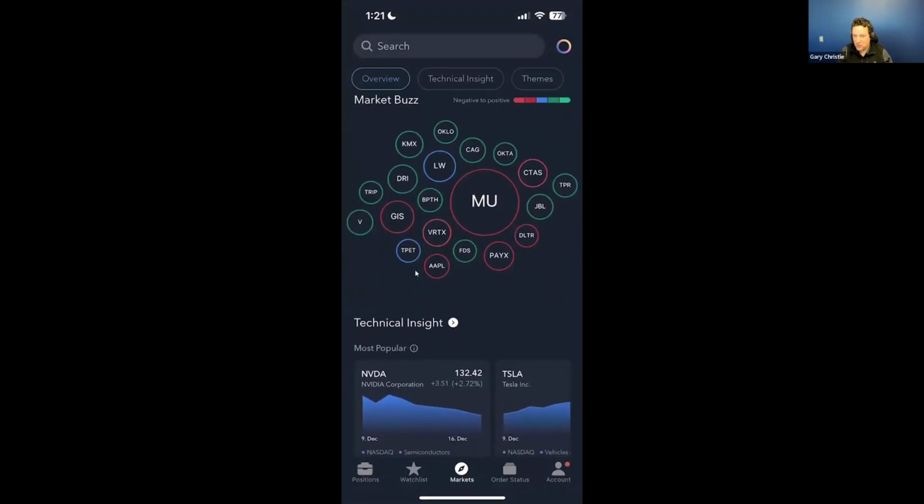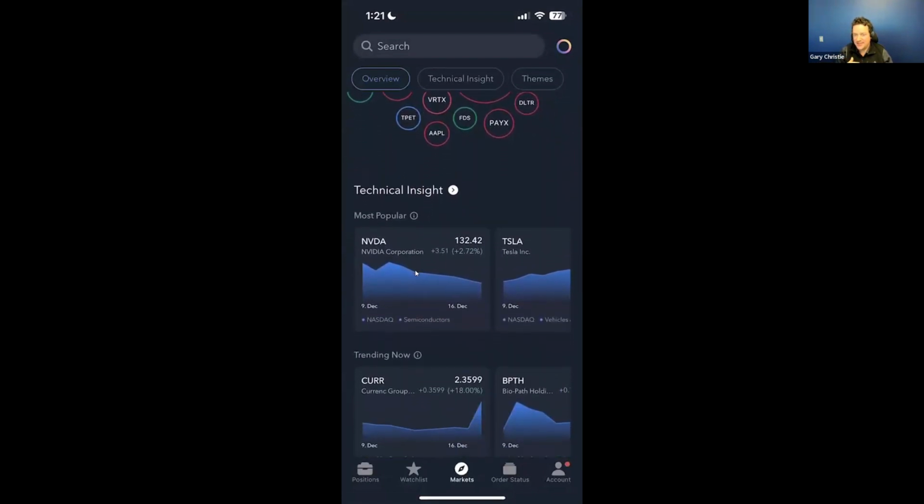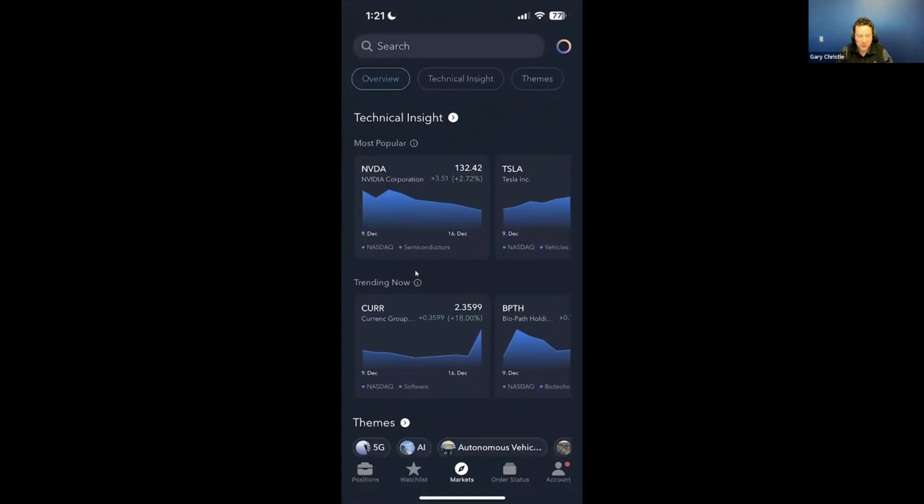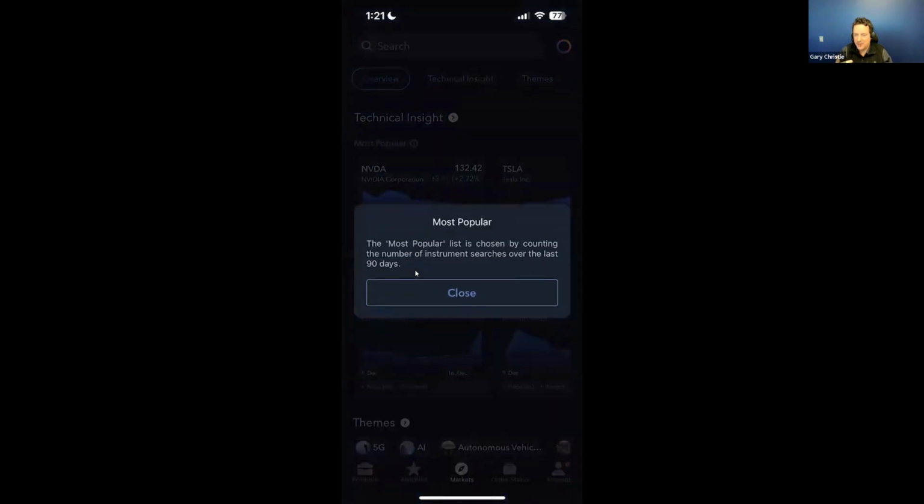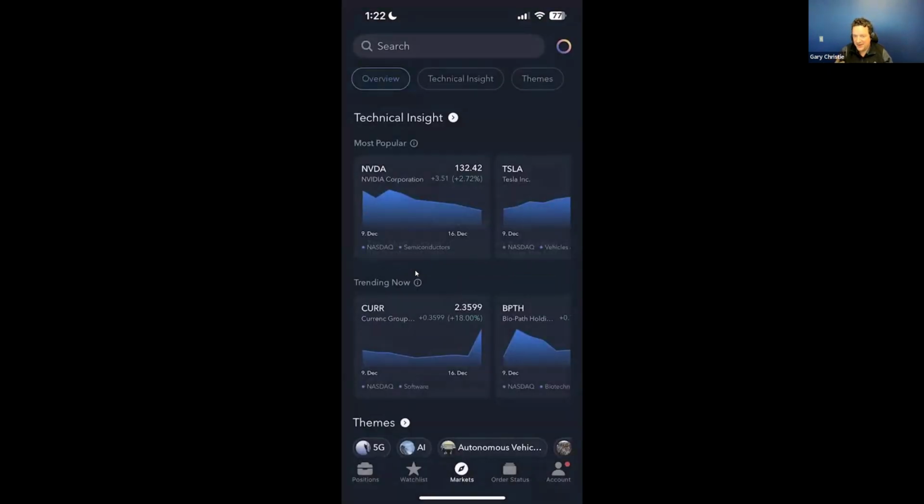Now, if you keep scrolling down from the overview page, you'll see that technical insight I was talking about. So you'll see the most popular. If you click on most popular, it'll tell you it's the list chosen counting the number of instrument searches over the last 90 days. So not a lot of surprises here.